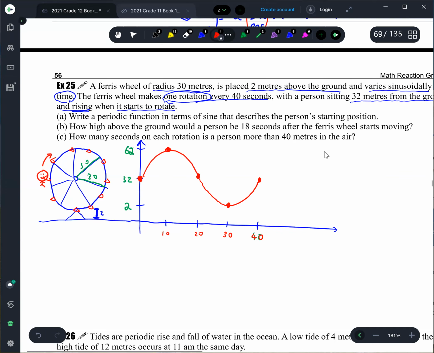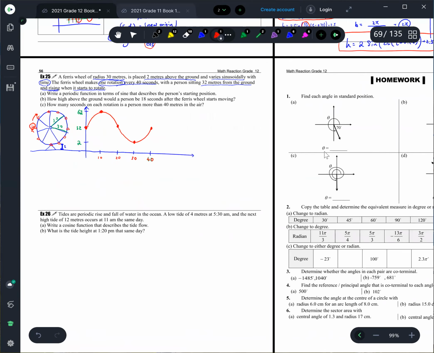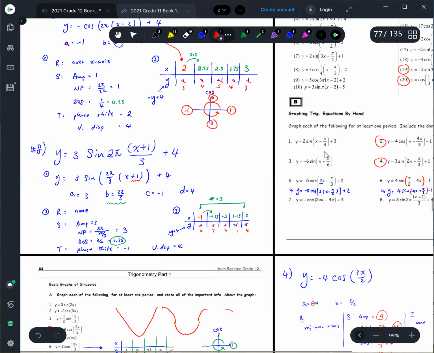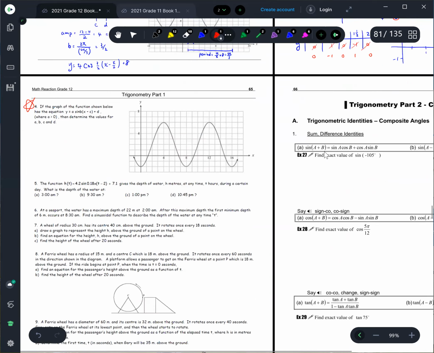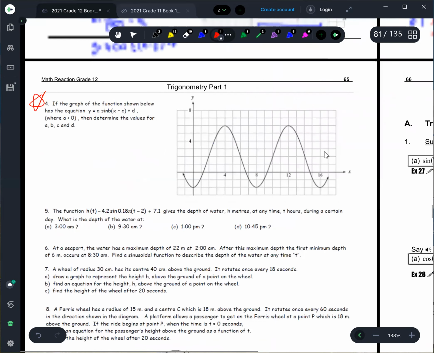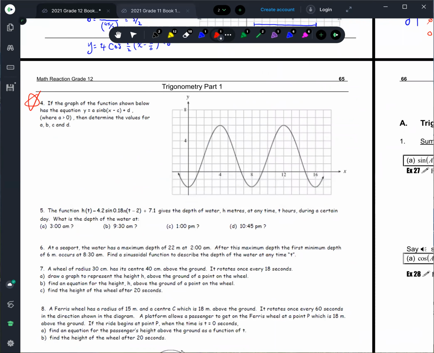Okay, so now I would like to talk about one question in the homework, so you don't get confused. All right, so please turn to, where is it? Page 65. Okay, can you raise your hand if you're on page 65?